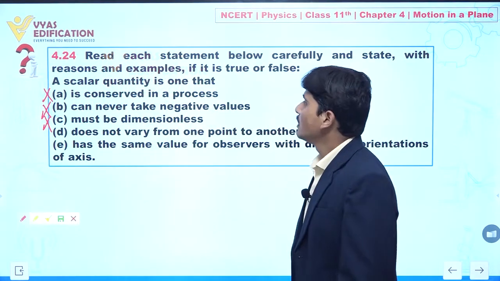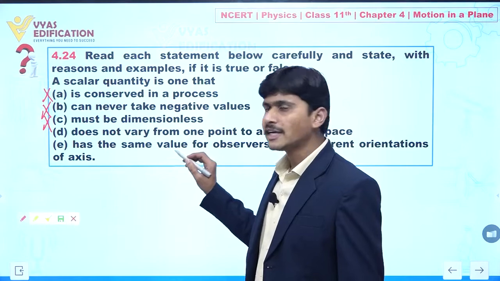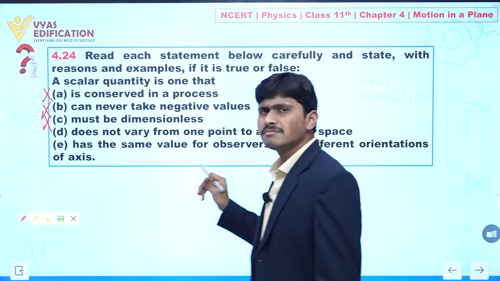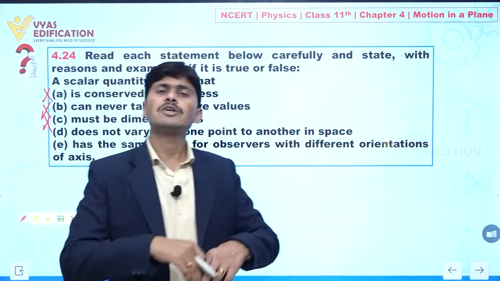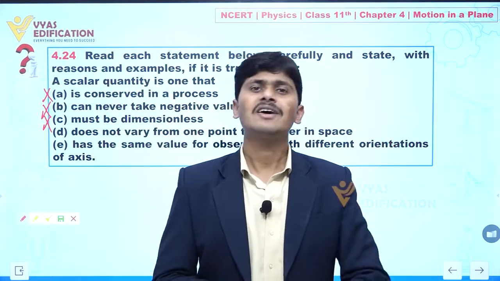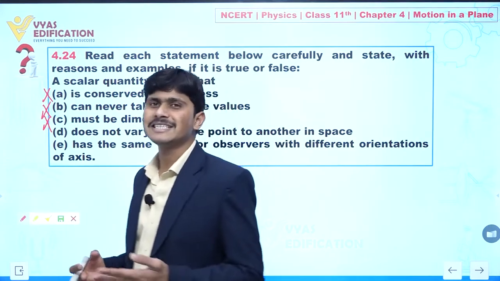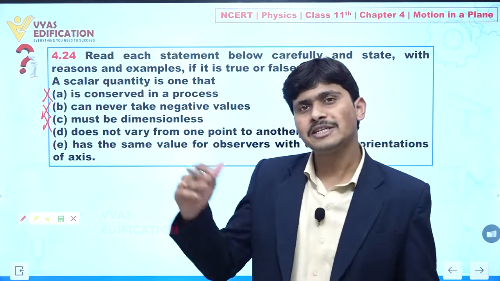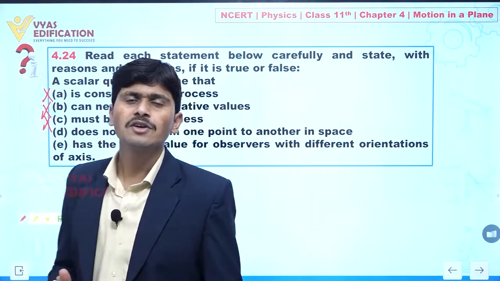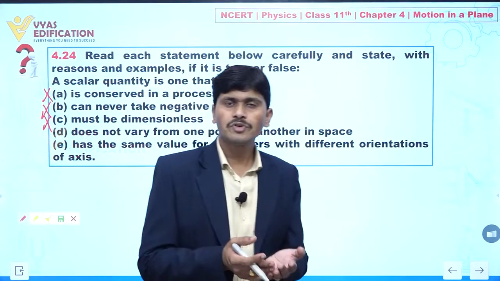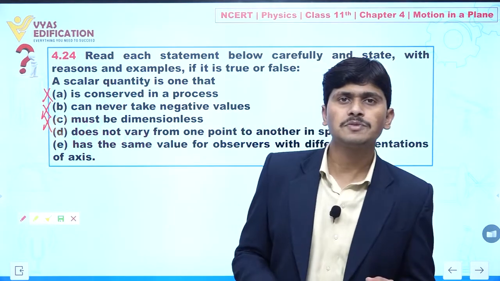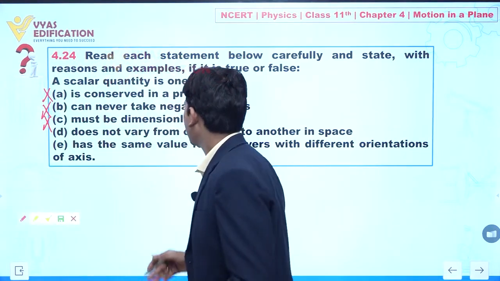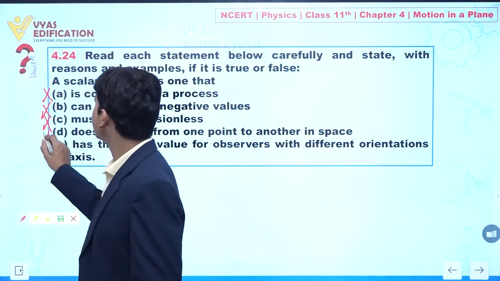Clear? A scalar quantity is one that does not vary from one point to another in space. Clear? Again, wrong. Let's suppose we talk about our atmosphere. In our atmosphere, we actually assume that density remains constant, but we know density varies from point to point or place to place. Density is the mass per unit volume. So density actually varies in our atmosphere from one point to another or one place to another. It means we cannot say it does not vary. So again this is a false statement.